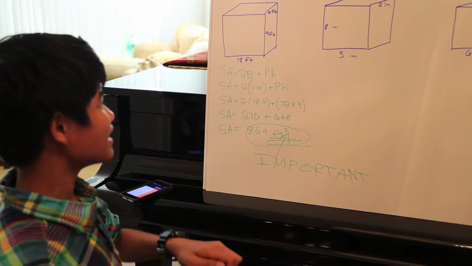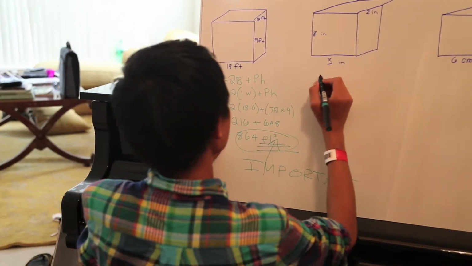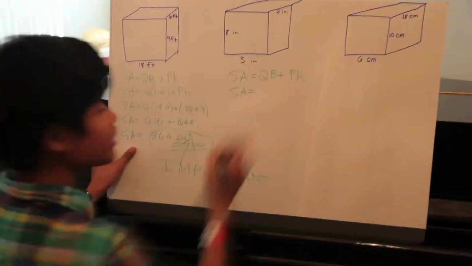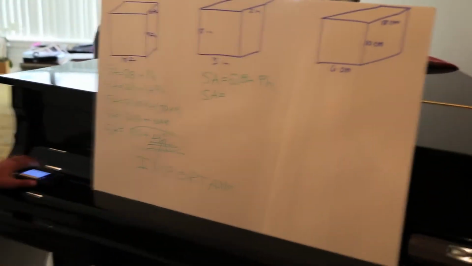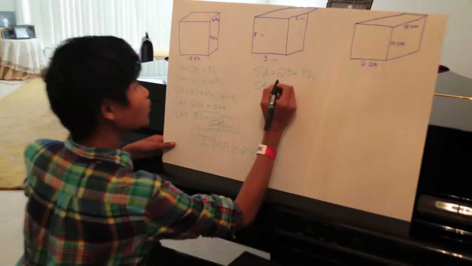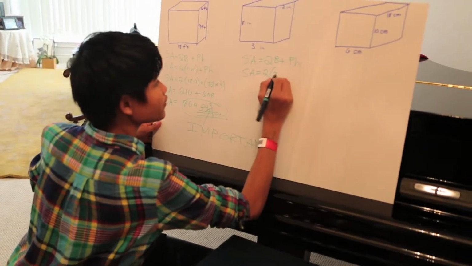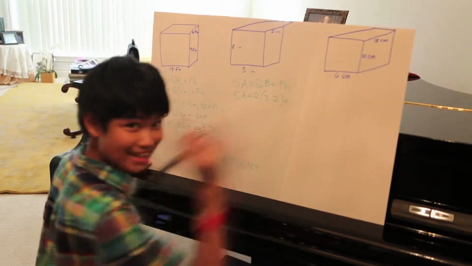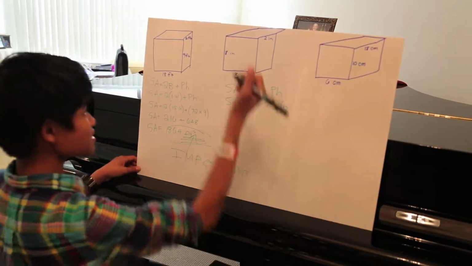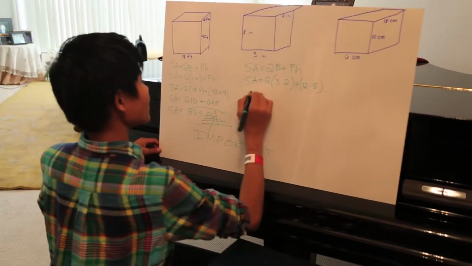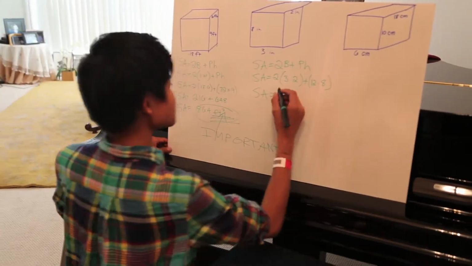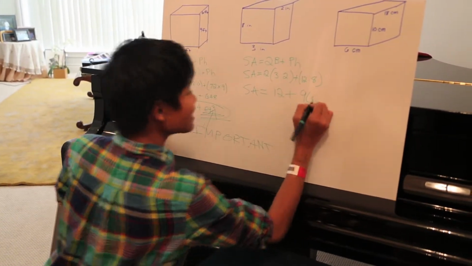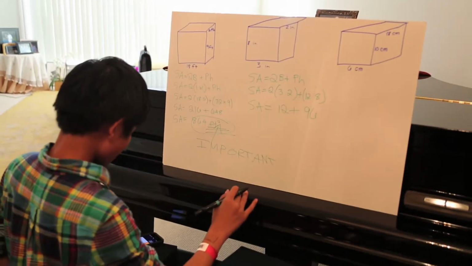So let's go on to the next one. SA equals 2B plus PH. SA equals, I'm going to have to write SA like this, okay? Apparently you guys already know from that. So SA equals 2 times what's the length? 3. And what's the width? 2. Plus, what's the perimeter? 3 times 4 is 12. And yes, I do know what that is. 12 times the height, which is 8. So SA equals 3 times 2, 6 times 2, 12. Plus 12 times 8, okay, I'm in a hurry, so 96. So memorize your 12s, unlike me.